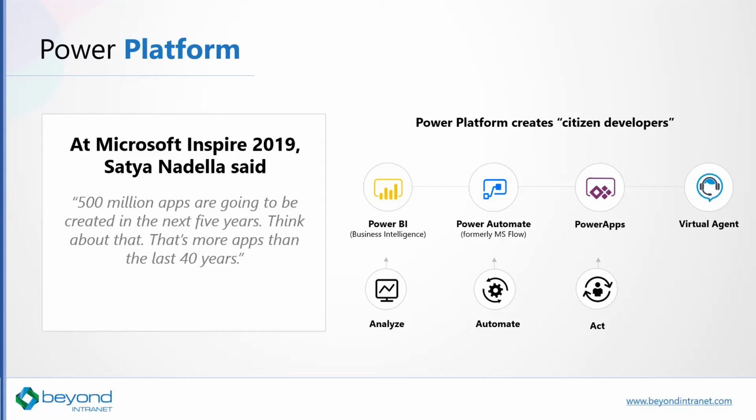The first 3 is, when we refer to them, you look at it as analyze, automate, and act. You use Power BI to analyze how your business works. You could then automate some of those processes using Power Automate, and you could act on that by using Power Apps.